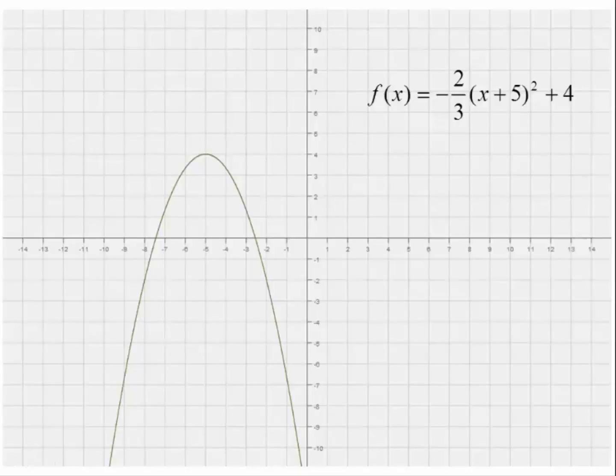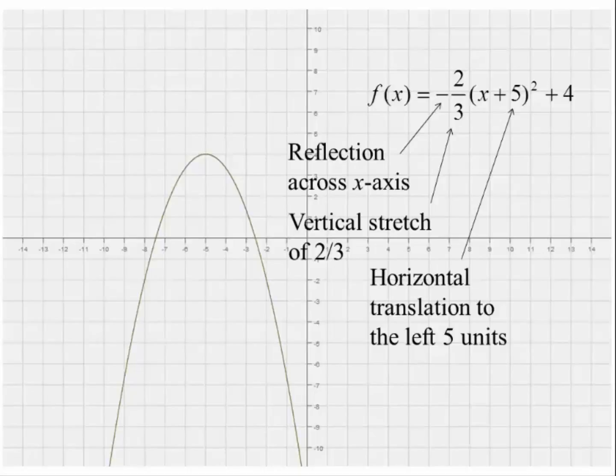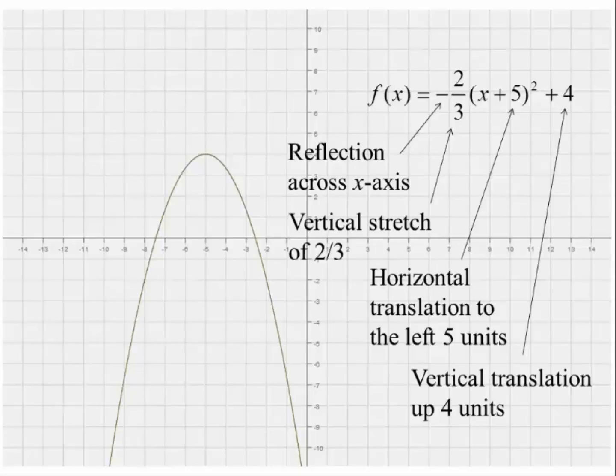So if we look at the values of a, h, and k in this example, we had a vertical stretch of 2/3. Because it was negative, it was also a reflection across the x-axis. We had a horizontal translation to the left, 5 units, and a vertical translation up 4 units. And the vertex for the final graph is negative 5, 4. Again, the value of h and k.